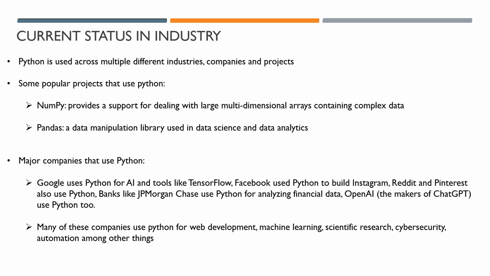Today, Python is everywhere. It's used by tech giants like Google, Meta, and OpenAI. Google uses Python in many of its AI tools. Facebook used it to build Instagram, and banks like JP Morgan Chase use Python to analyze financial data. Python is a key player in machine learning, automation, cybersecurity, and even game development. It's also supported by a massive community that keeps creating libraries and frameworks.